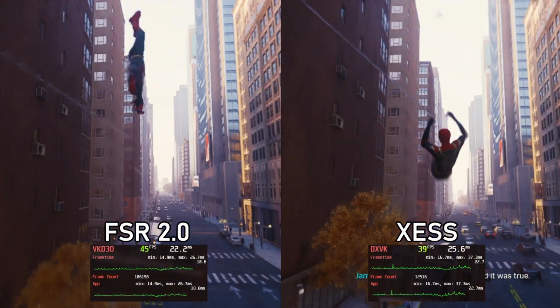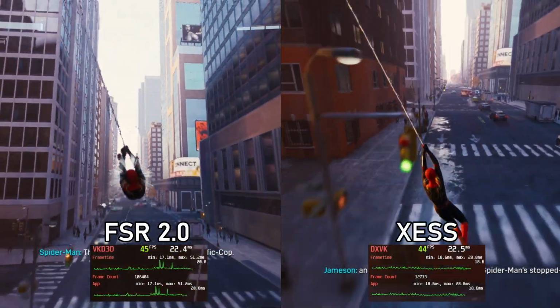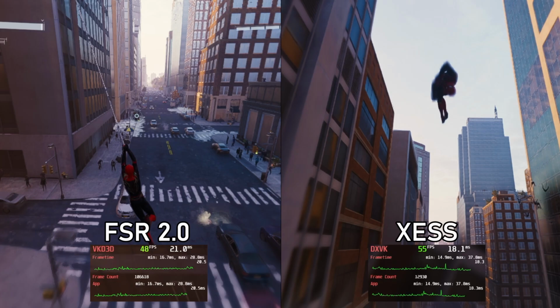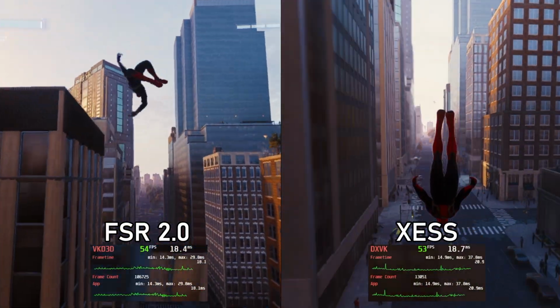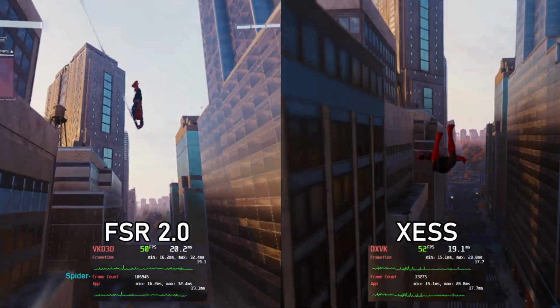Now swinging on over to Spider-Man on the Steam Deck, XeSS is supported natively in this title, but you do need to add a mod to actually enable it from in-game. Now when it comes to performance, they're both using the low preset with texture filtering set to 4x and using the quality resolution for the internal resolution of both upscalers.